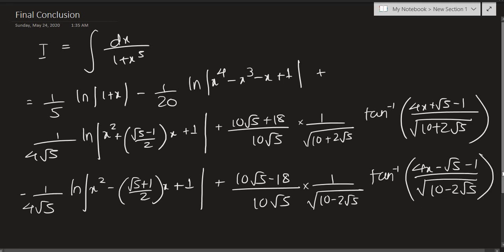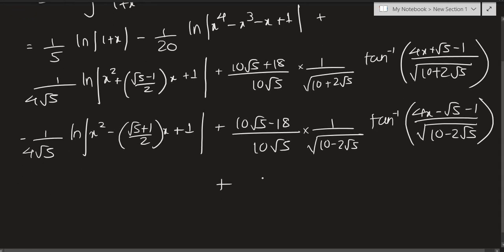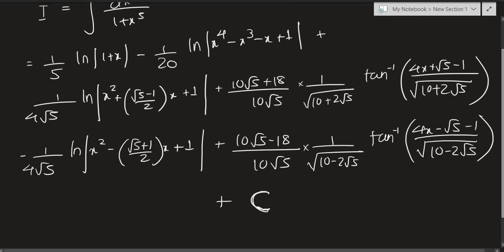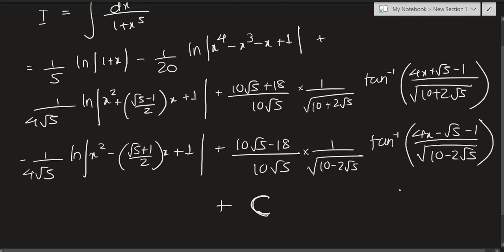And don't forget the most important aspect of all of this, the constant of integration, c, because it was an indefinite integral, right? So there you have it. That's your solution, anonymous, and all my viewers who are watching. If you don't believe me, go ahead and differentiate it and just get back 1 over 1 plus x to the fifth. That's how you can verify. So go ahead and differentiate it.